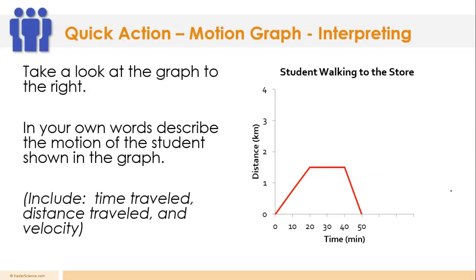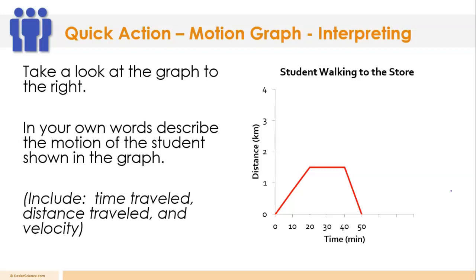So take a look at this graph for just a moment. What does this graph tell us? Well, this one does have a title, so we do need to pay attention to the fact that it is a student walking to the store. Maybe we could say that they walked to the store, which was about 1.5 kilometers away, and took them 20 minutes.